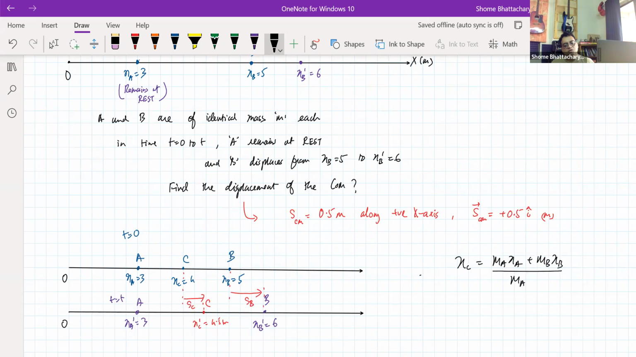this is the general formula. So displacement of the center of mass will be the change in the position of the center of mass. So that will be delta of this whole quantity.